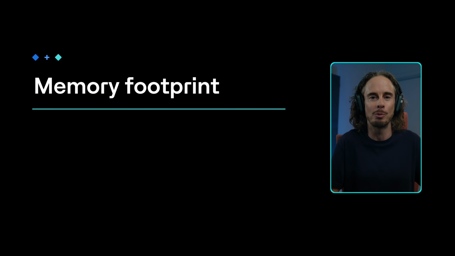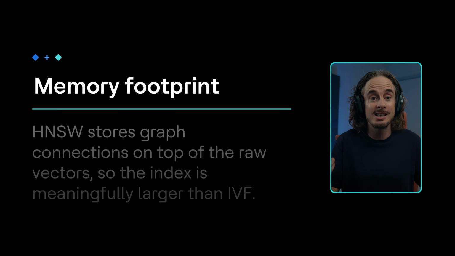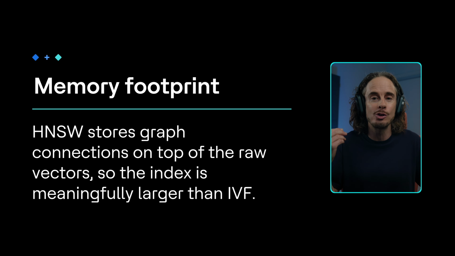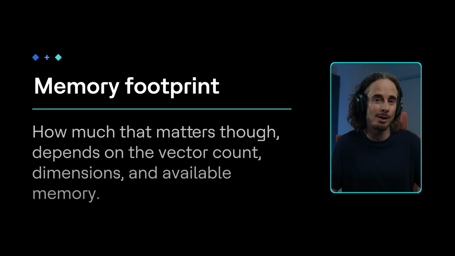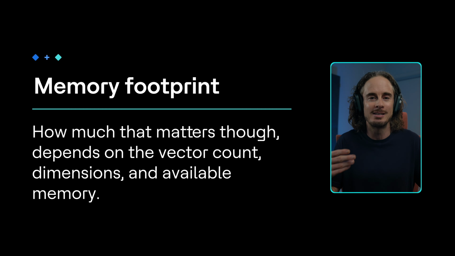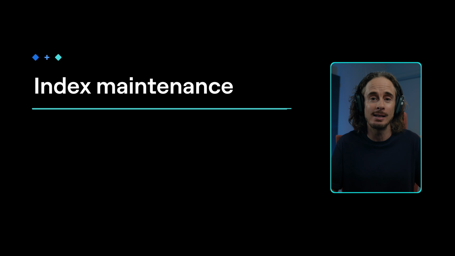First is the memory footprint. As we just saw, HNSW stores graph connections on top of the raw vectors, so the index is meaningfully larger than IVF. Now, how much that matters though depends on the vector count, dimensions, and available memory. Second is index maintenance.